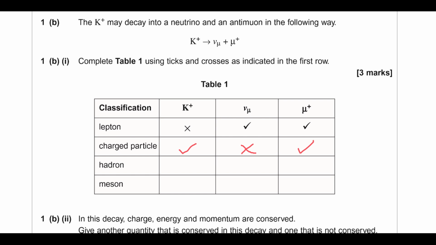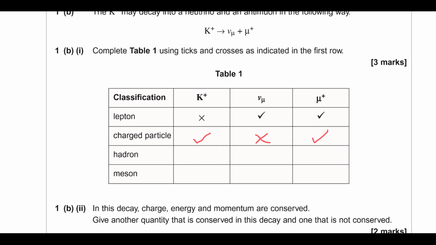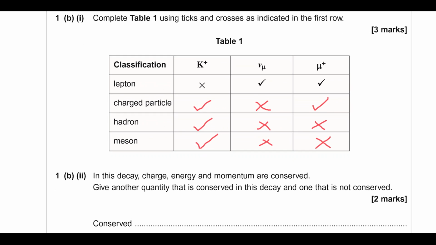Is a hadron? That is none of them. What am I talking about? That's absolute rubbish. This one is a meson, which absolutely is a hadron. I'm being a ninny. These two are leptons, however, so they are not. And K plus is also a meson. These two are both leptons, so they can't be mesons. Okay, so fairly straightforward once you stop being a wally.